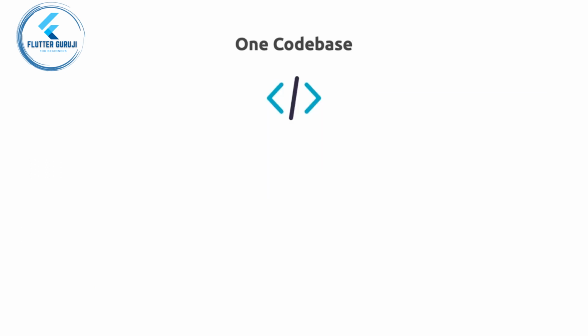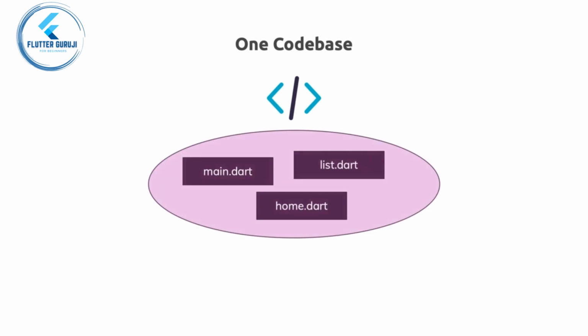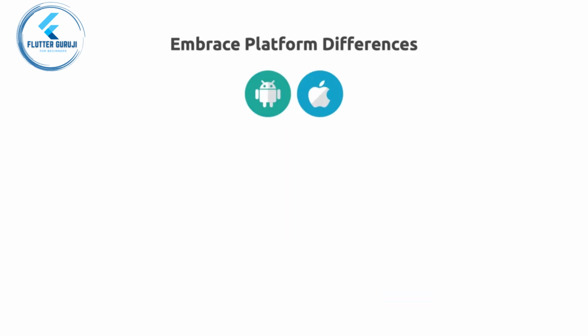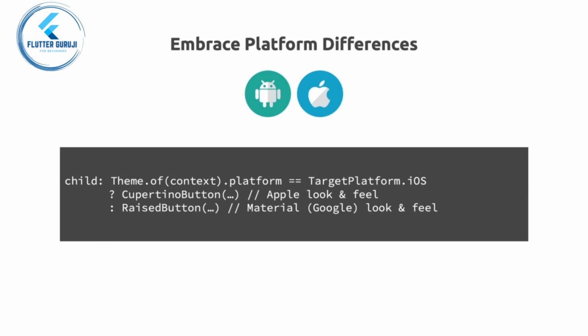Now, this one code base thing or concept is also important to understand. In the end, you will have a bunch of Dart files in your project, and these will make up your application, and you build an Android and an iOS app based on that one project. But as I mentioned, if you need to, you can still find out on which platform you are running and then render different content based on that platform.